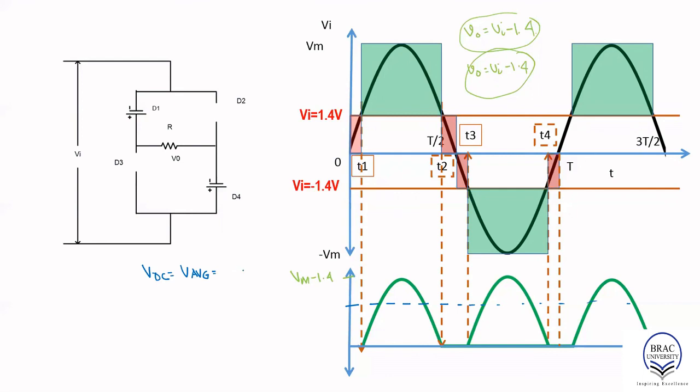So it is, Vm, it comes around 2 times 0.318 times Vm minus 1.4. So you notice this is twice as much as for the half wave rectifier. So this is a full wave rectifier circuit.